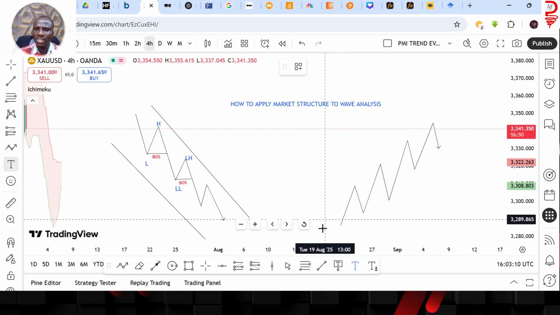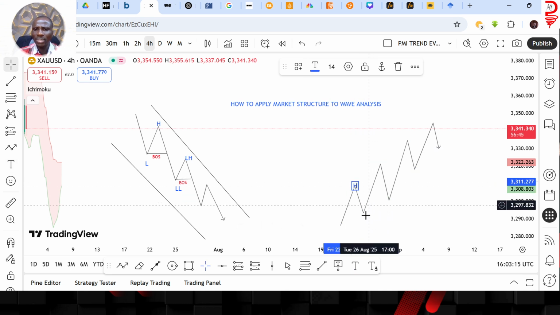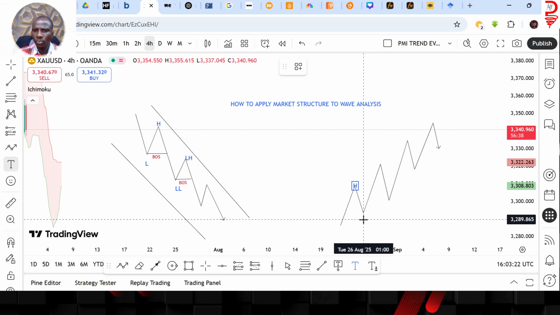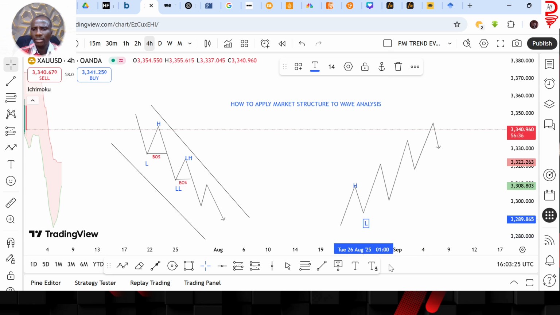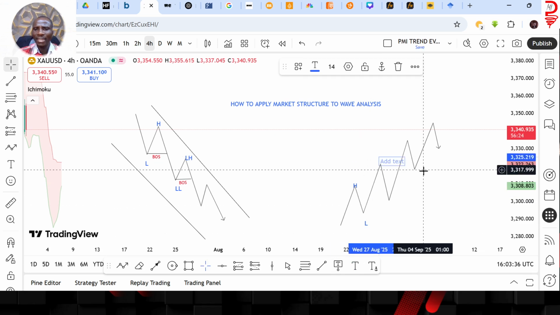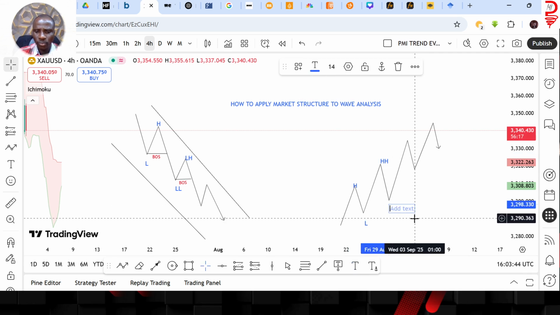So let's say this is a high. So you start with this. This is a high. Now this is a low. This is a low. Now the next high that you will see, you will notice that this particular high is higher than this high. So it is called a higher high. Higher high. You see that now, HH. And this one will now be a higher low.